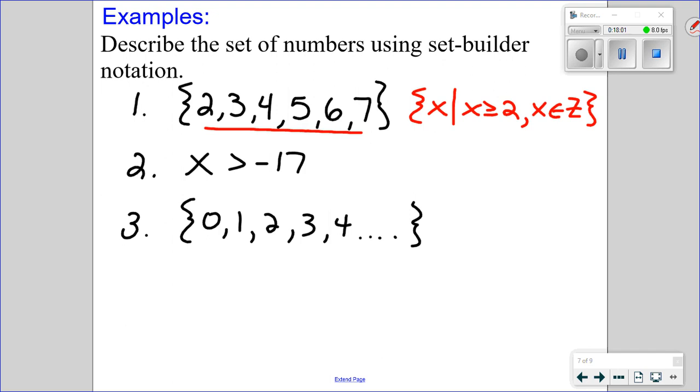Okay, for number 2, again, we'll just start with our curly brace, x such that x is greater than -17. That was easy, we're just repeating the inequality. But guys, if we're saying x is greater than -17, then that would include all numbers greater than -17, which would mean the irrational, the rational. So in this case, we would have to say x is an element of the set of real numbers.